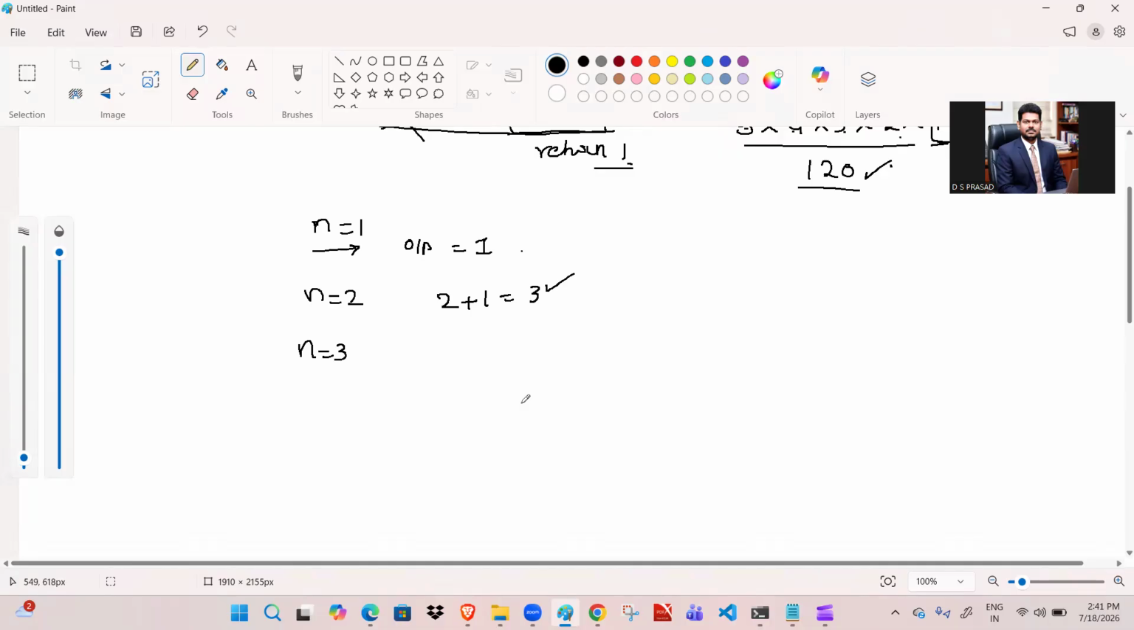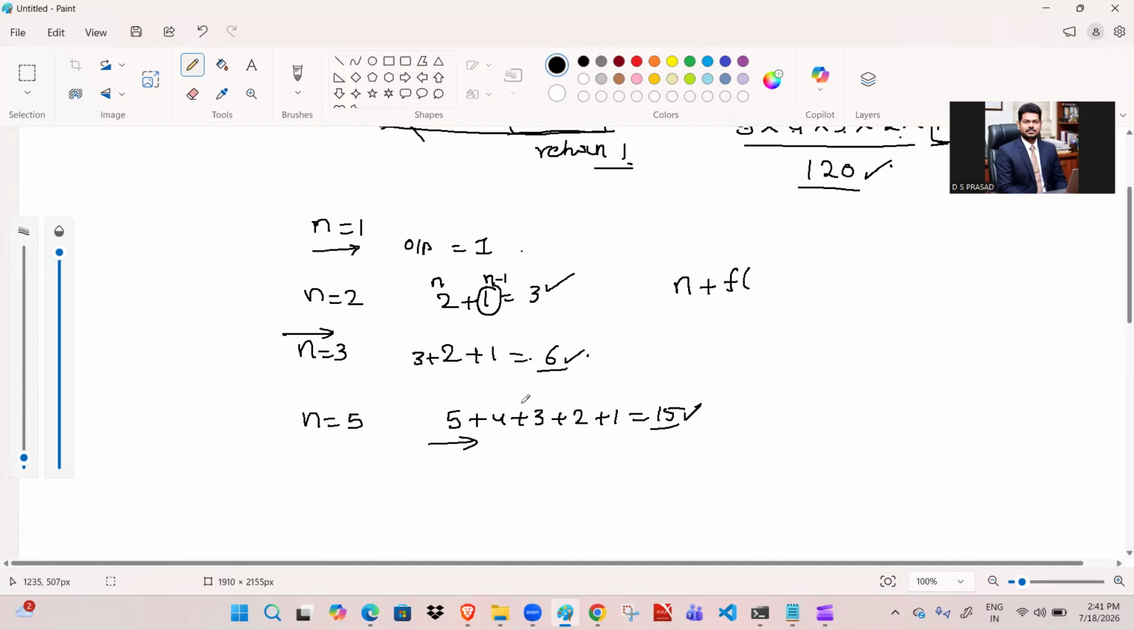For n equal to 3, the sum of the first three natural numbers is 3 plus 2 plus 1, which is 6. For n equal to 5, it is 5 plus 4 plus 3 plus 2 plus 1, which is 15. This is the case we are going to see. How do we get the next number? This is n, and this is n minus 1. As a recursion function, it is n plus f of n minus 1.